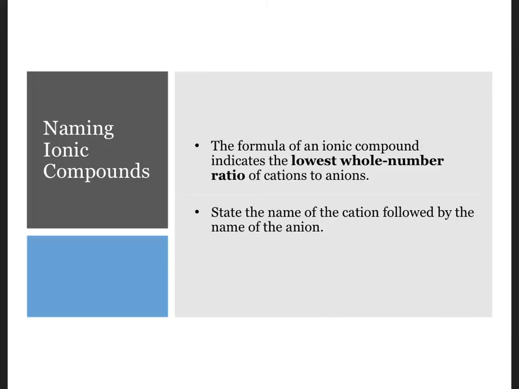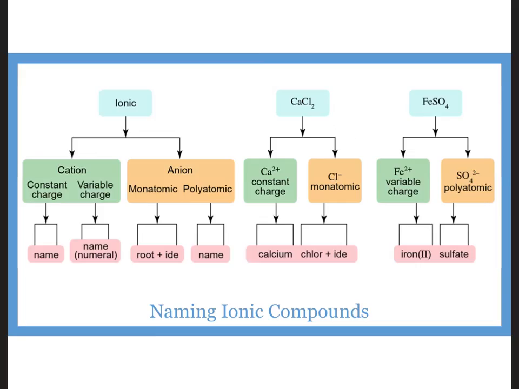Keep in mind that the formula of an ionic compound indicates the lowest whole number ratio of cations to anions. This means that there is no need to include ratio information in the name. Rather, you will state the name of the cation, followed by the name of the anion. Let's look at some examples. If you're still building out your naming flowchart for this chapter, you'll want to add this information for ionic compounds.